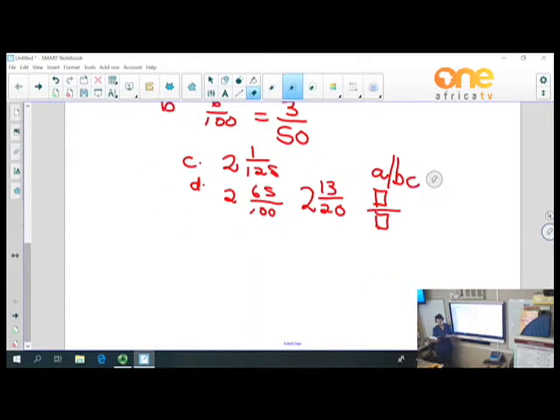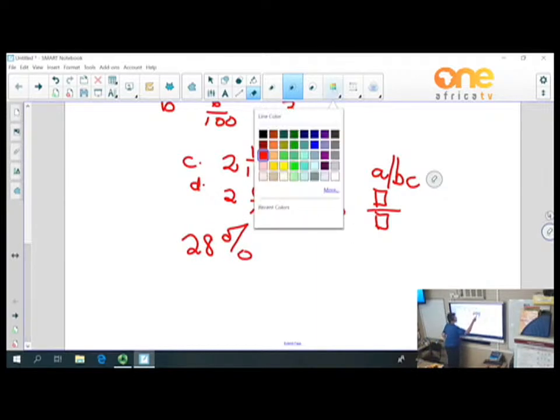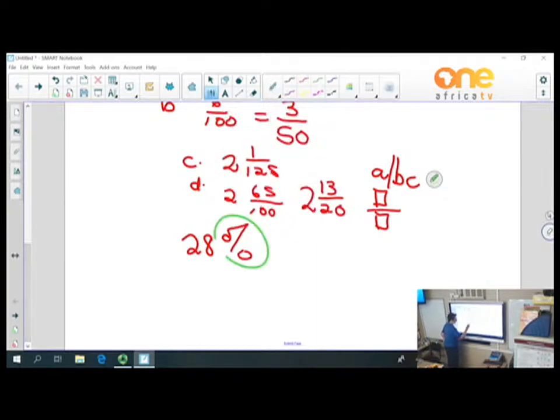Right, now number 3, write down the following as decimals. Now that sign, and this is what we're also going to look at today, this sign means it is out of 100.